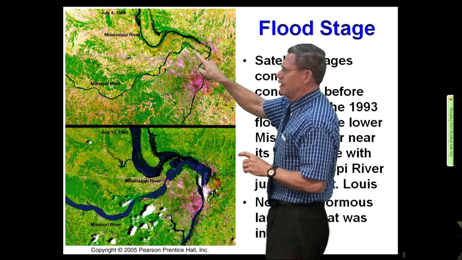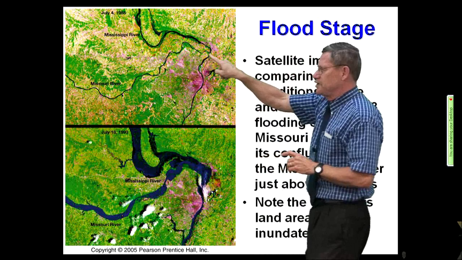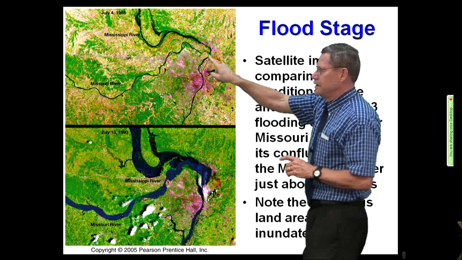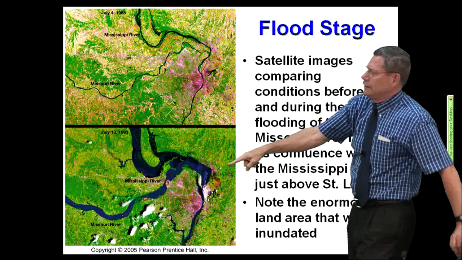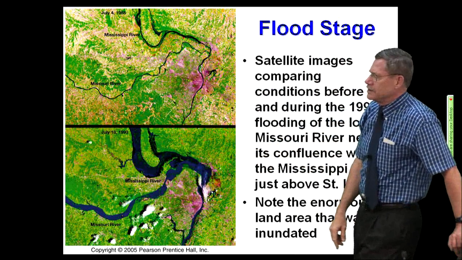And there's what it looks like most of the time. Not a whole lot of water. And there's the junction. And there's St. Louis. So there's the confluence. Look what this thing looked like in the '93 flood, through the summer of '93.